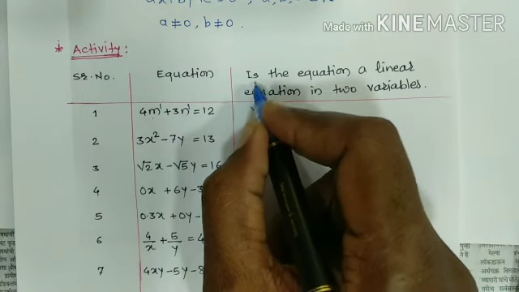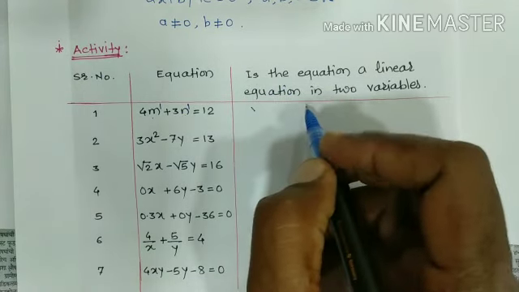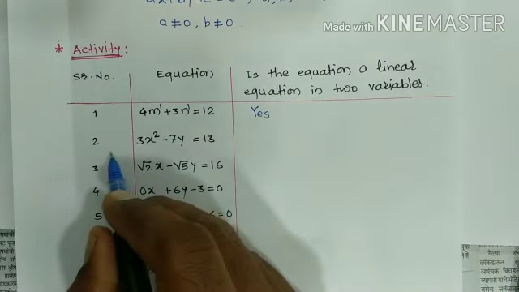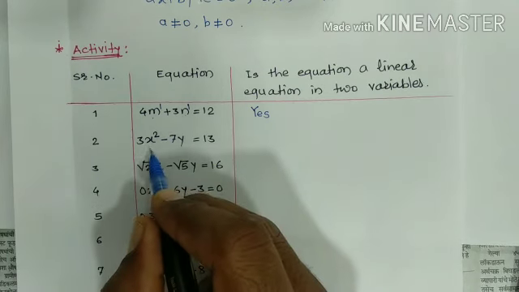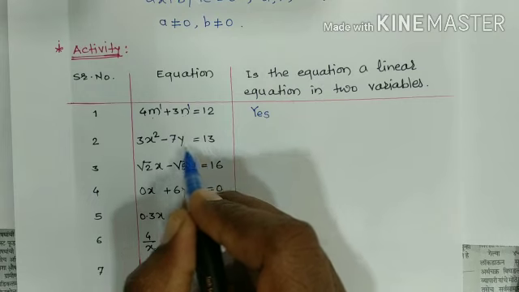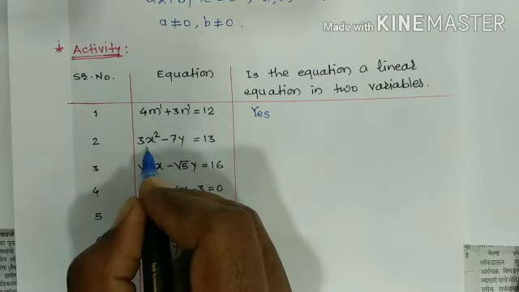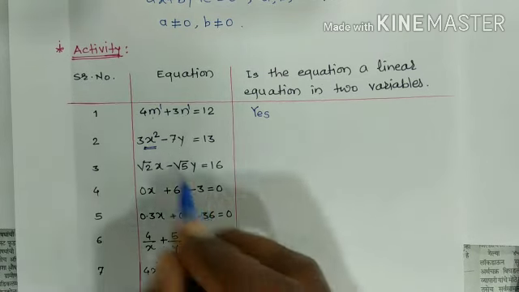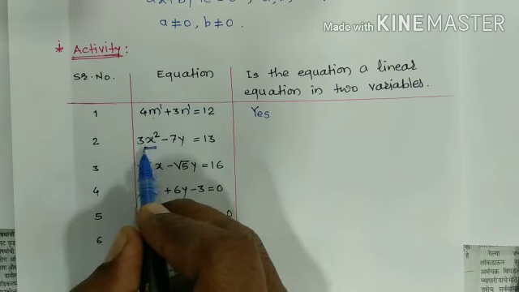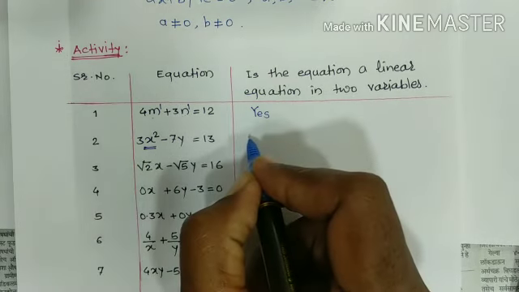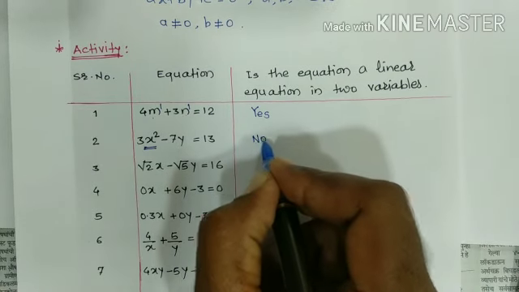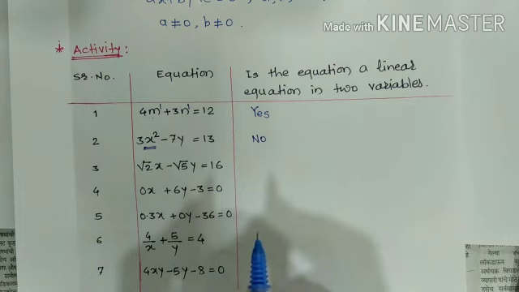Here it is asked whether the equation is a linear equation in two variables. So we write yes. In example second, the equation is 3x square minus 7y equals 13. In this equation, the index of variable x is 2. It means that the degree of this term is 2. That's why it is not a linear equation in two variables. So here we write no.